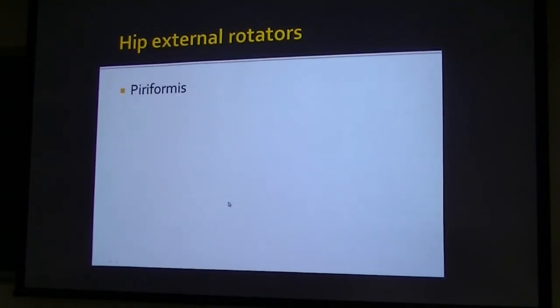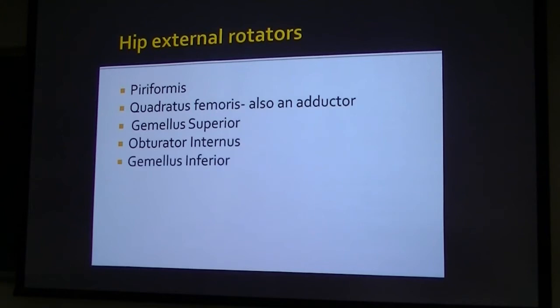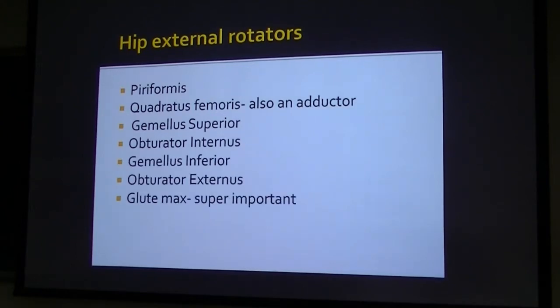I don't expect everyone to know the hip external rotators, but can anyone name any other than piriformis, which is already up there? Glute medius, some fibers, depends. Yeah, I wouldn't expect you guys to know this. So I just want to keep stressing how important the glute max is, because it's also a hip external rotator as well as an extensor of the hip.